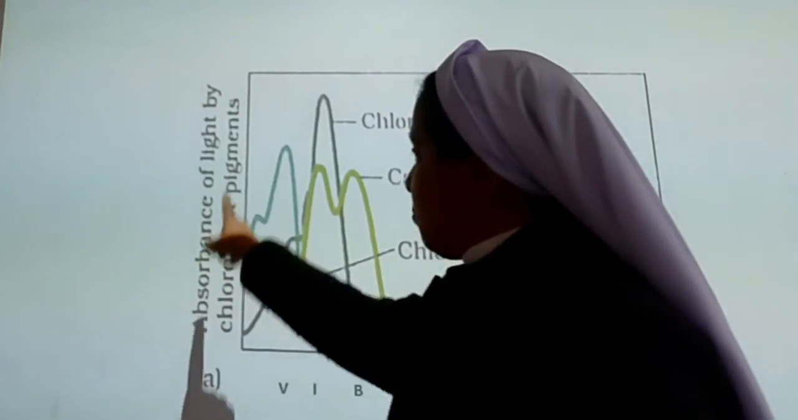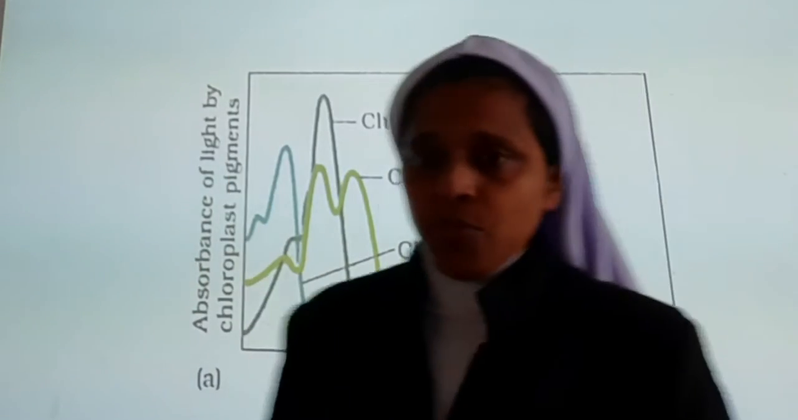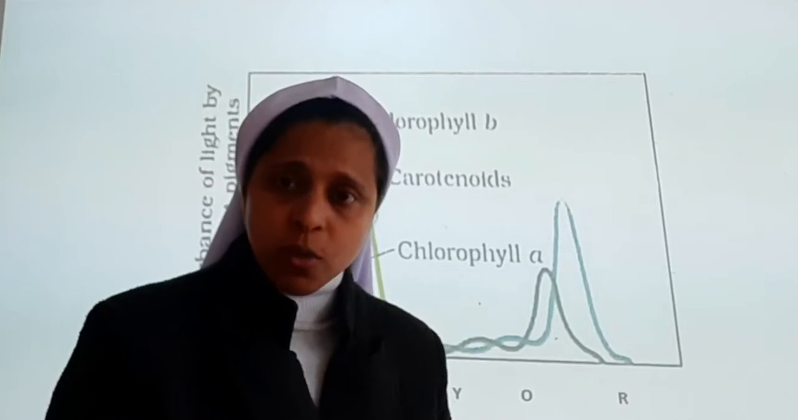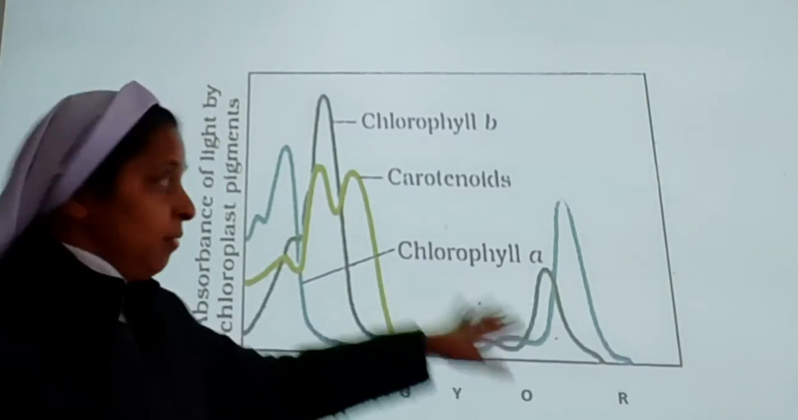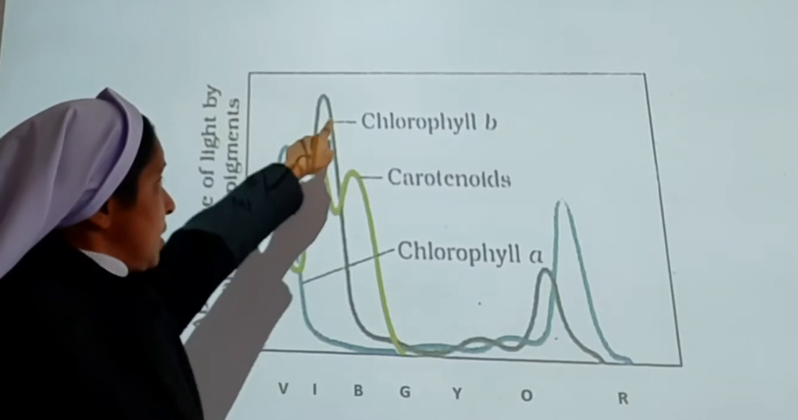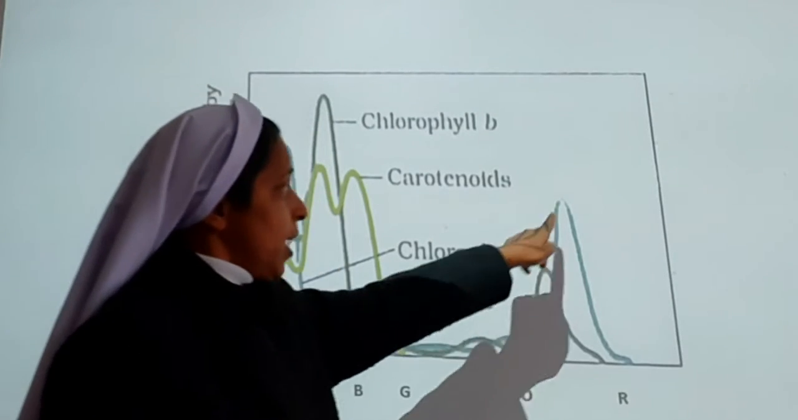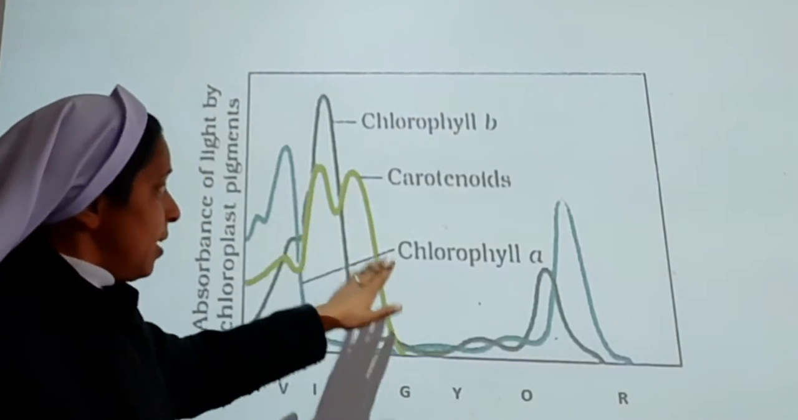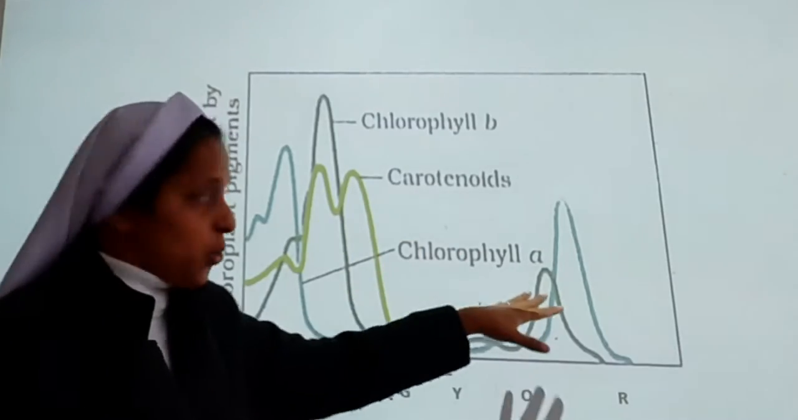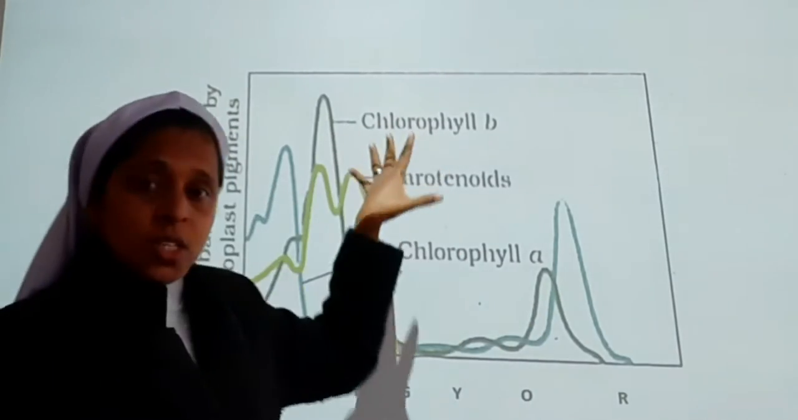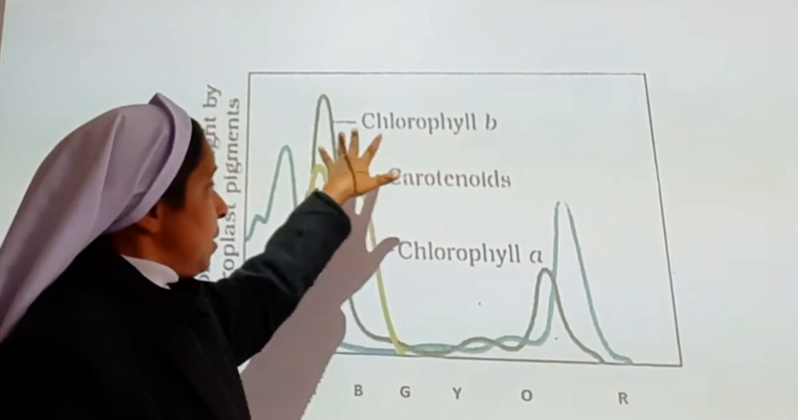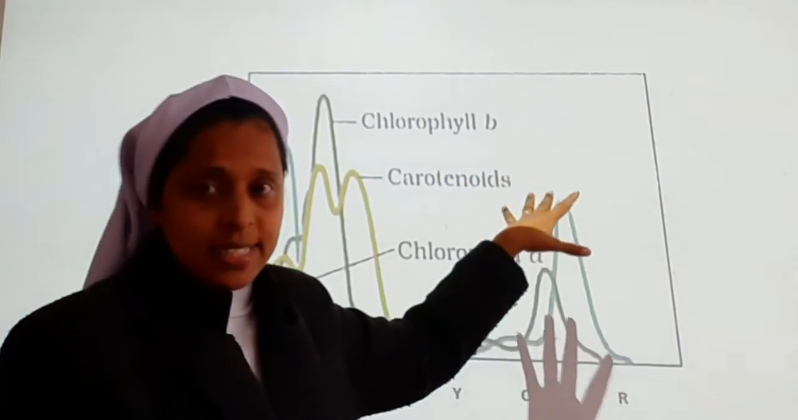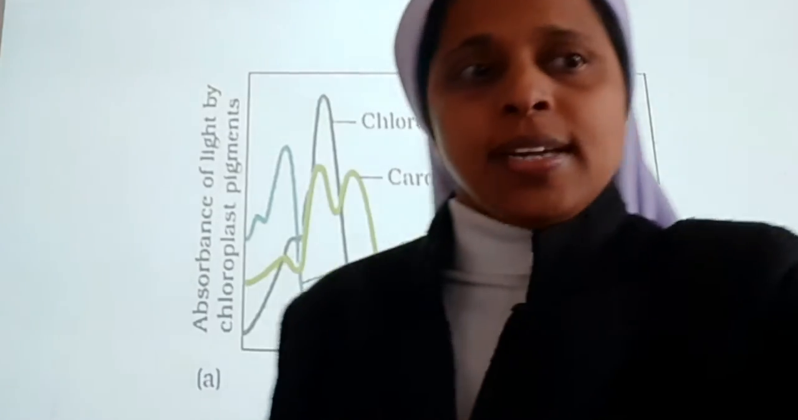Here we have the absorbance of light by chloroplast pigments. We can see the maximum absorption. Blue has high intensity, red also has high intensity, and green is a little less, for carotenoids, chlorophyll A and chlorophyll B. So the maximum absorption of high intensity light takes place in blue and red. We can see this in this image.